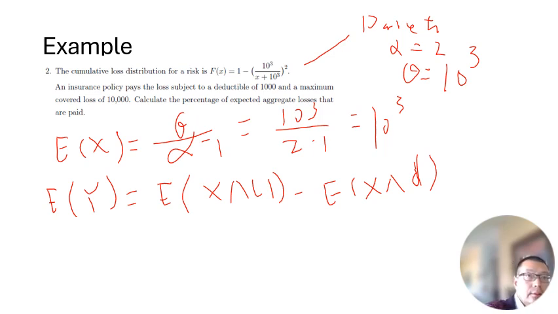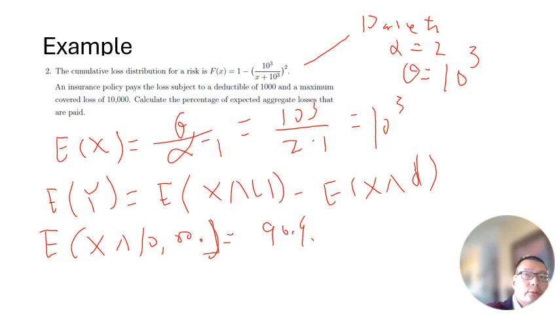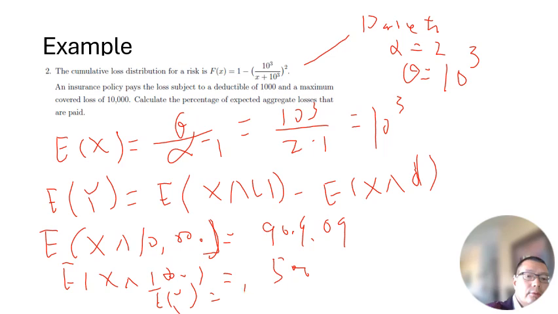Now, since we already recognize it as a Pareto distribution, all this can be calculated based on the formula from the formula sheet. So I'm not going to be too detailed on this one. Expected loss will be 500. Therefore, you can calculate Ey to be 409.909.